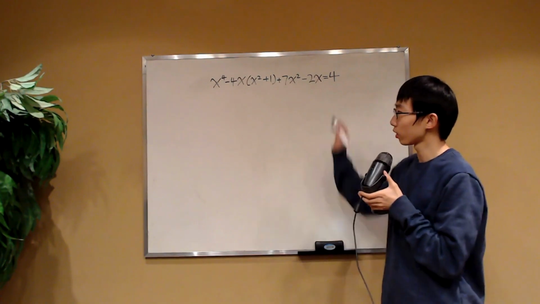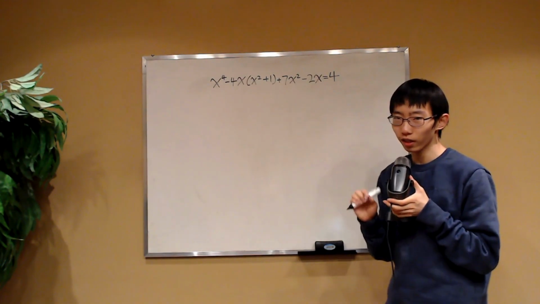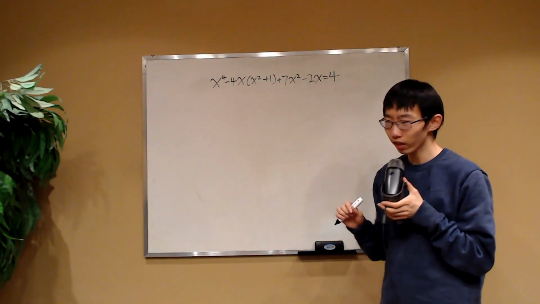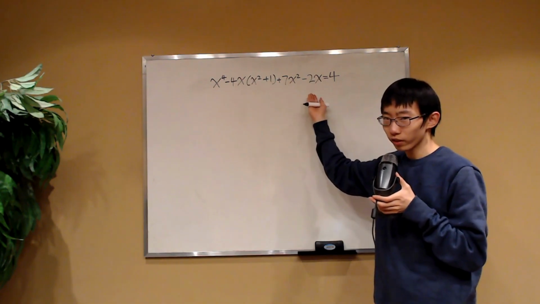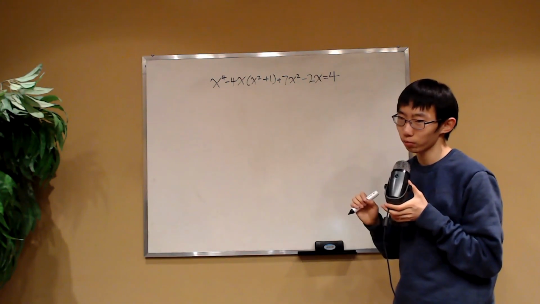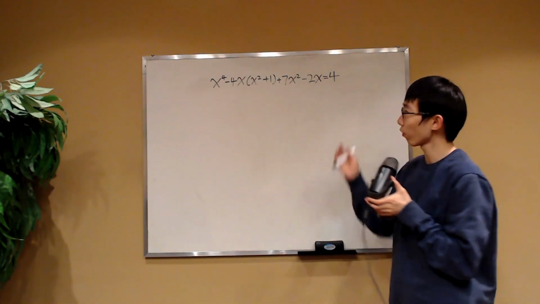We do not like degree 4 polynomials. They are not easy to solve. However, this one has a very nice structure, which allows us to manipulate it nicely to solve for x.